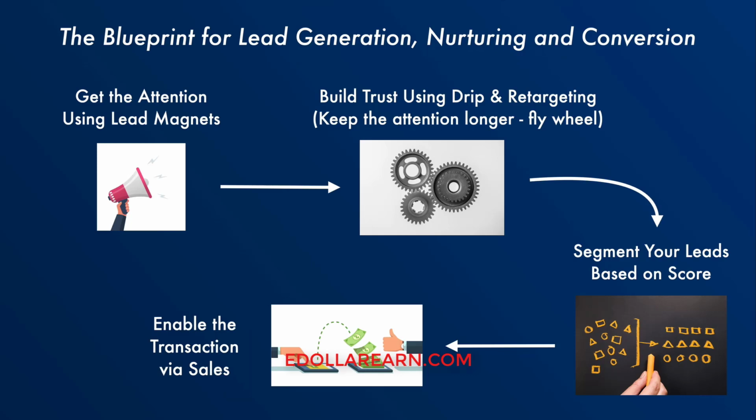You first get the attention using lead magnets, then you build trust using drip marketing and retargeting. So you keep the attention longer, which is the flywheel. Then you are segmenting your leads based on the scoring. And then finally you are enabling the transaction with sales. So this is how the entire model works, where you don't need to continuously engage your audience, especially if you have a large audience, by continuously posting content in front of them.